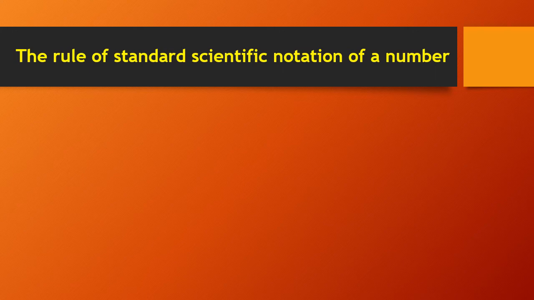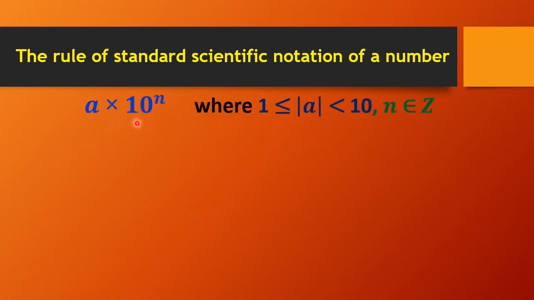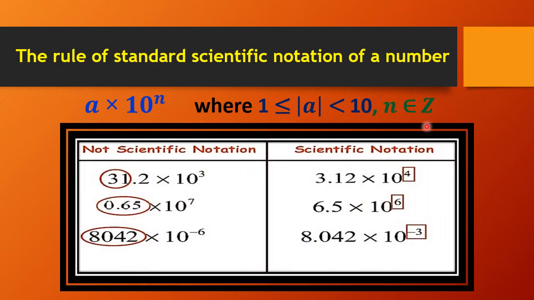The rule of standard scientific notation of a number: A times 10 power n, where the absolute value of A is greater than or equal to 1 and smaller than 10, and n belongs to Z. In this table, you can see numbers which are not in scientific notation, and numbers which are in the form of scientific notation.